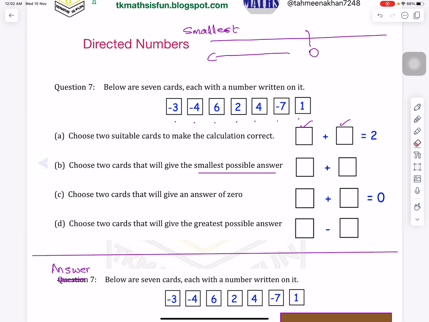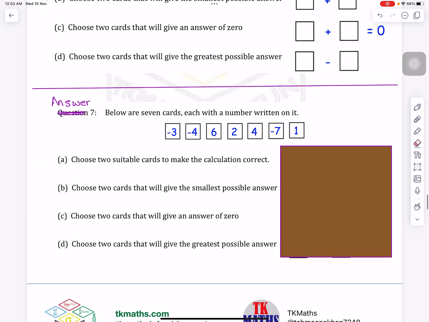Last part D, choose two cards that will give the greatest possible answer. Now greatest means it should be on the maximum right side of the number line. So the answer has to be positive. And what is happening here? You are subtracting. So what comes to your mind? So let's see the solution. If you want to try yourself, you have not thought it or completed it yet, you can put the video on pause. But I'm showing you the answer here to save time.